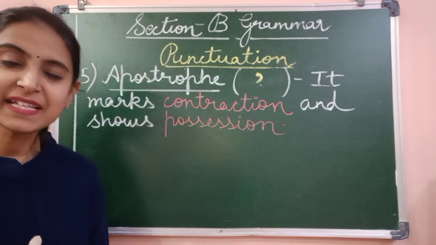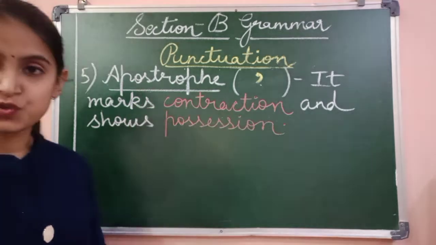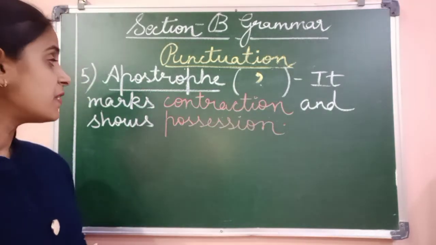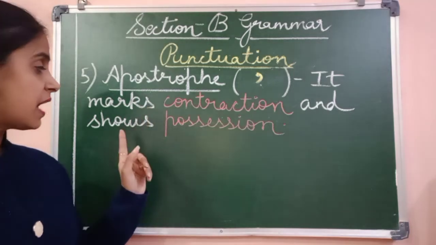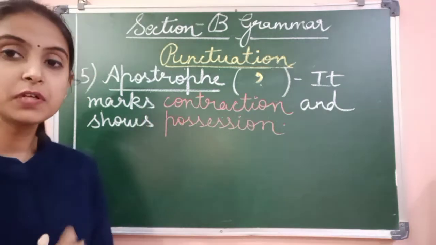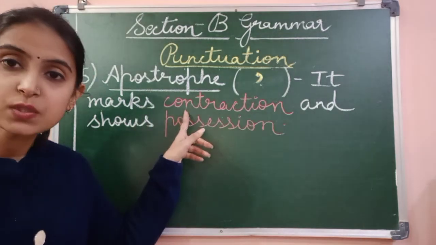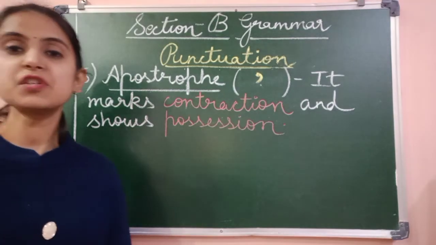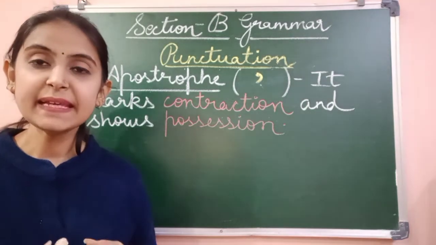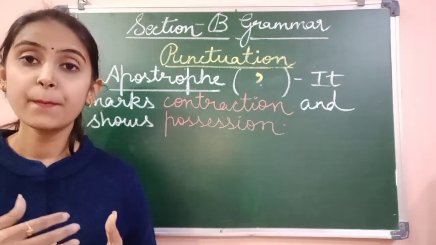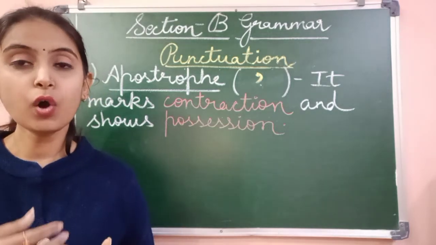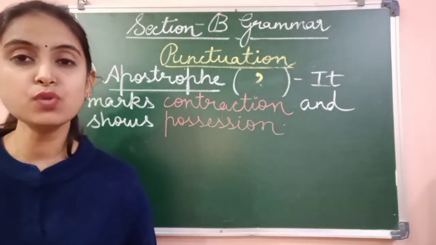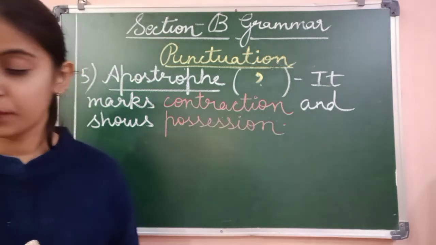Right? The next punctuation mark is the apostrophe. The sign of the apostrophe is this. Now children, the apostrophe is used to mark contraction and show possession. Now first of all, you need to understand what contraction and possession are. A contraction means when we make any word short, right, by omitting a letter or 2 letters from that word. Omitting means missing out a letter or 2 letters from that word.